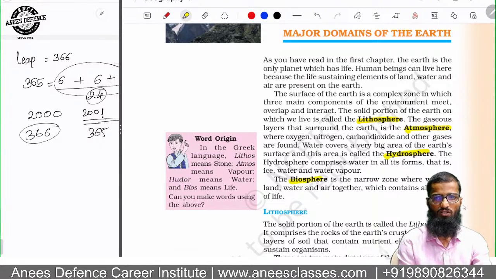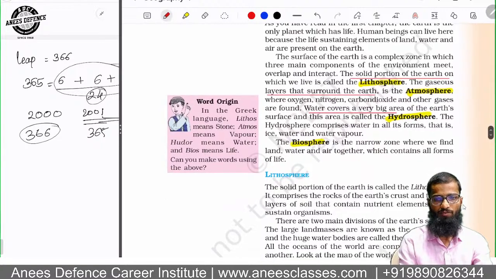Lith is something which is related to rocks. So the solid portion of the earth is called what? It is called the lithosphere. Atmosphere is the gaseous portion, the layers around the earth. What do we call it? Atmosphere. And water, what will we call it? Hydrosphere. Water will be called hydrosphere. And biosphere is the combination of all three.